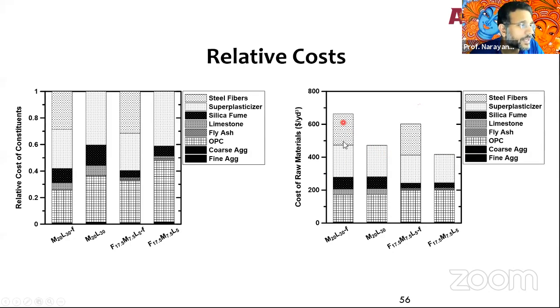So fibers and superplasticizers or admixtures take a significant amount of cost in these mixes. And that is why optimizing the cost is very important. Optimizing the design is very important. The ones that I showed, are they the best optimized designs? Probably not, but they're fairly close.